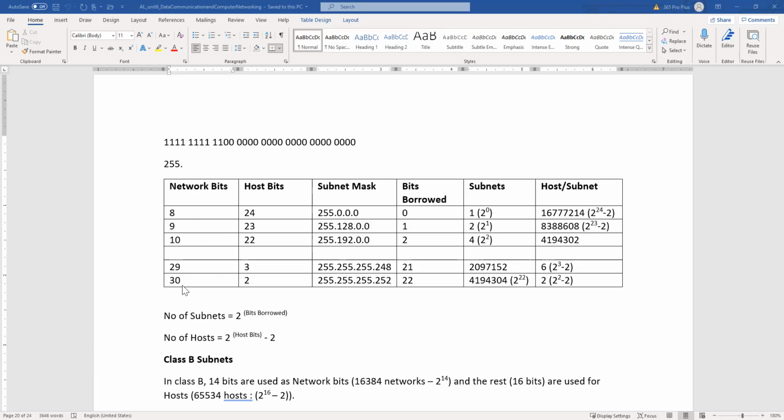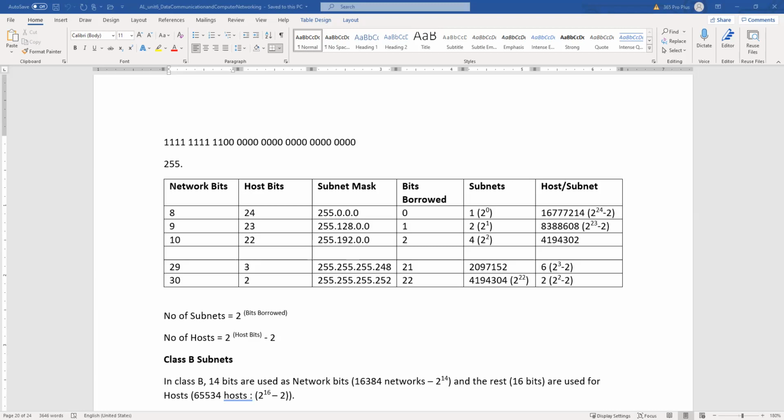That means you cannot borrow everything from there, because you have to leave something. So in this particular case, when you borrow 22 bits, this will create about 4 million subnets. And then for each subnet, you have 2 devices. So that's the idea that we discussed the other day.